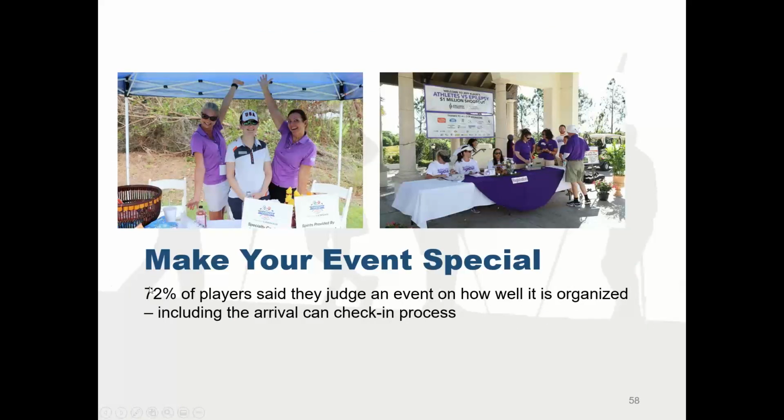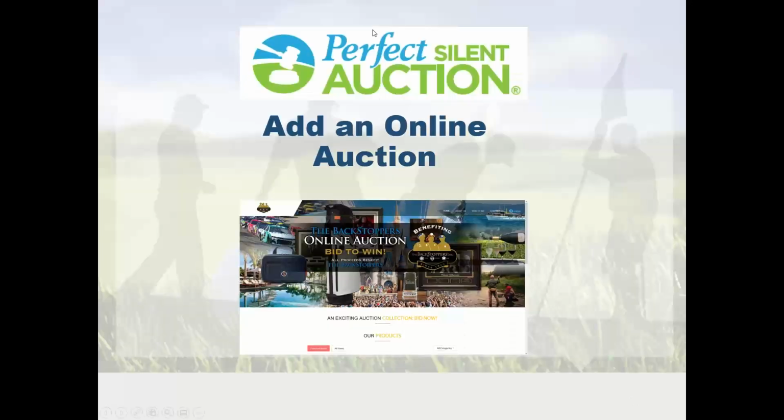Now, remember this. We did a survey, and this is why I'm stressing being organized. Making your event special: 72% of the players said to us they judge their event on how well it's organized, including the check-in process. When I have my events and we have check-in, I don't have long lines. I divide the registration area by alphabet, so I have a line A through L and M through Z. I make sure there are no huge lines. There's nothing more depressing than a golfer seeing 25 people in line while you're trying to find the stuff for them. You've got to get that registration process smooth.